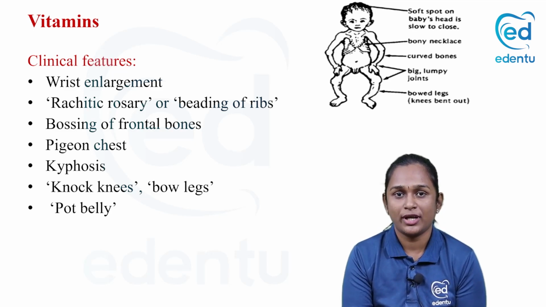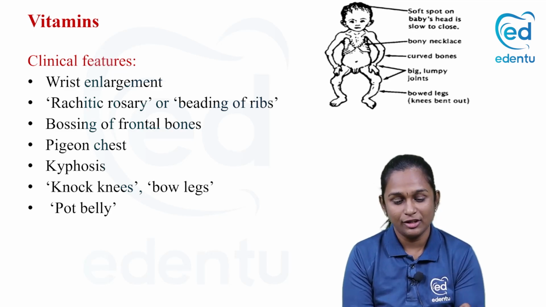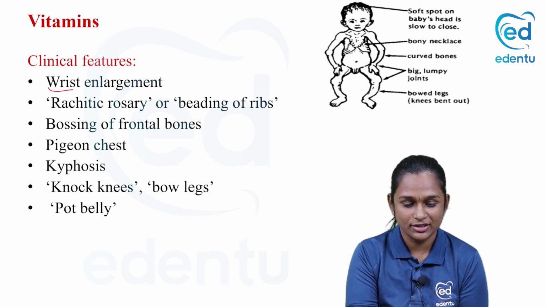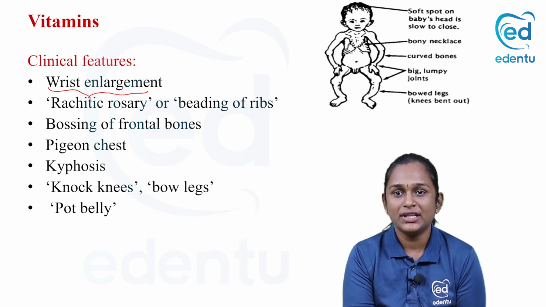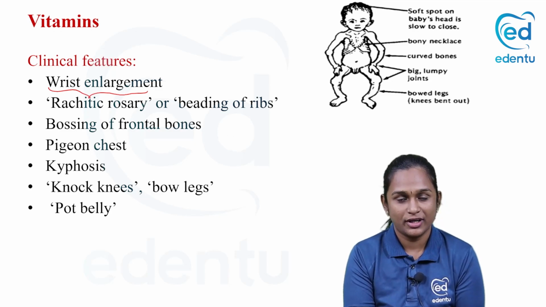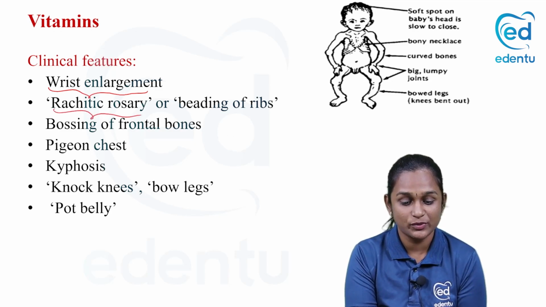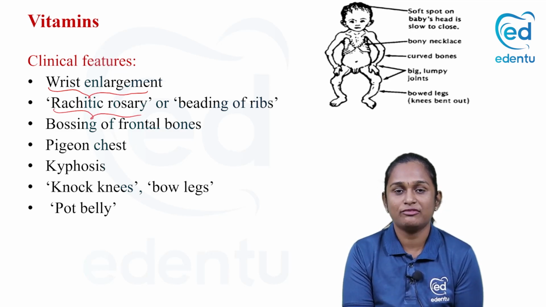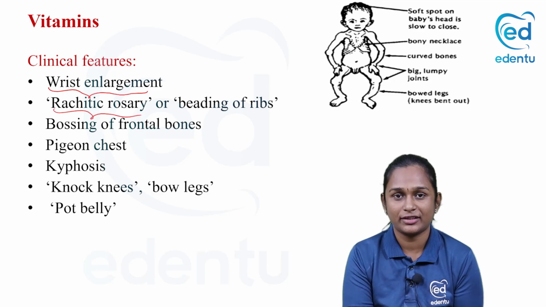Because of that, what happens? The bone becomes soft and pliable. So what are the signs? If you look at the wrist, it will be enlarged. There will be a beaded appearance of the ribs. That is called rachitic rosary. That's why we call it the anti-rachitic factor. The other name of vitamin D is anti-rachitic factor, because its deficiency results in beading of the ribs. That is called rachitic rosary.